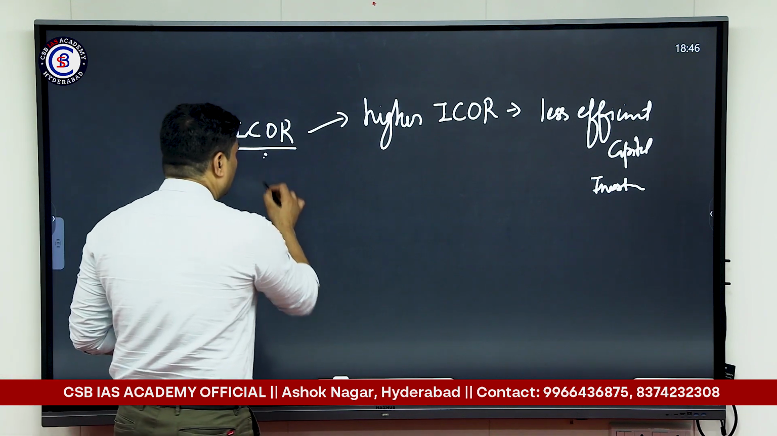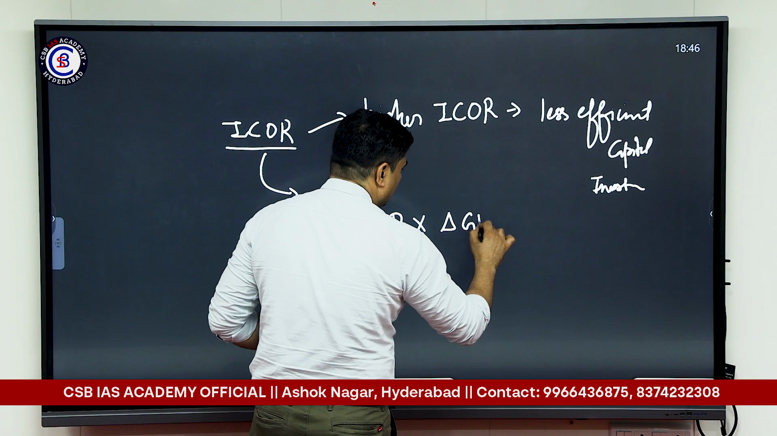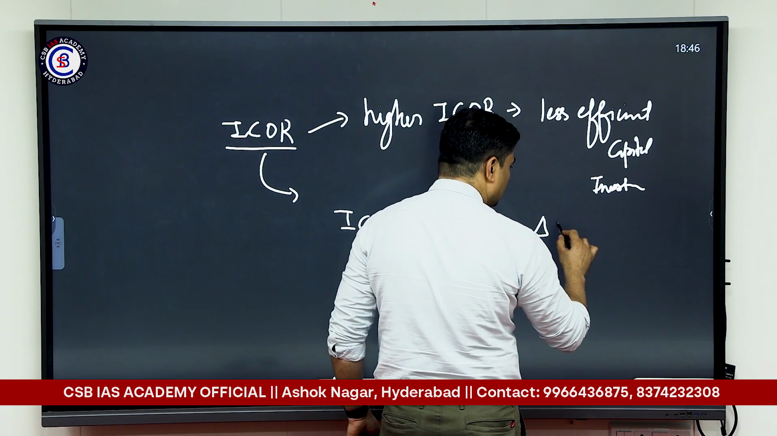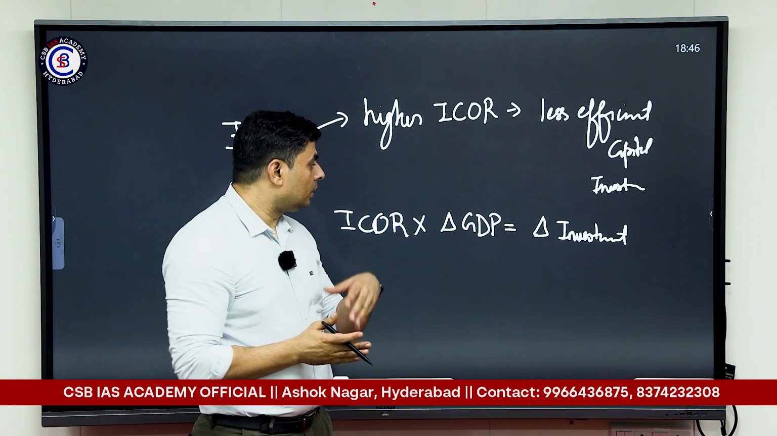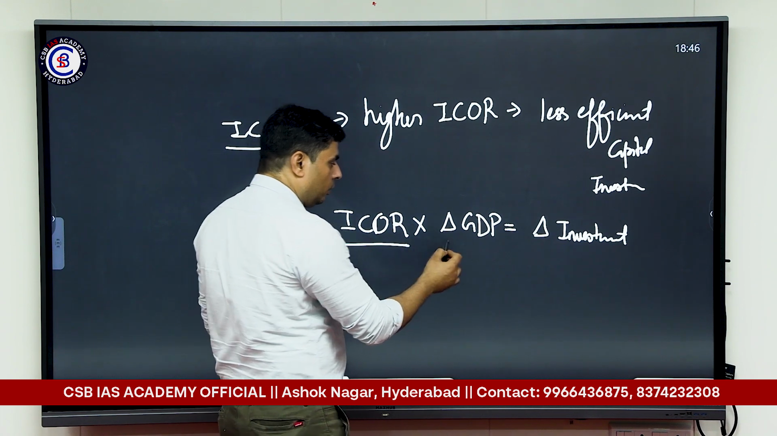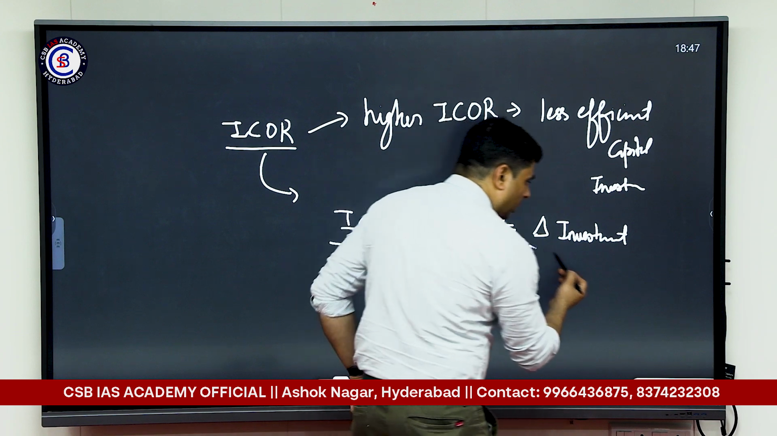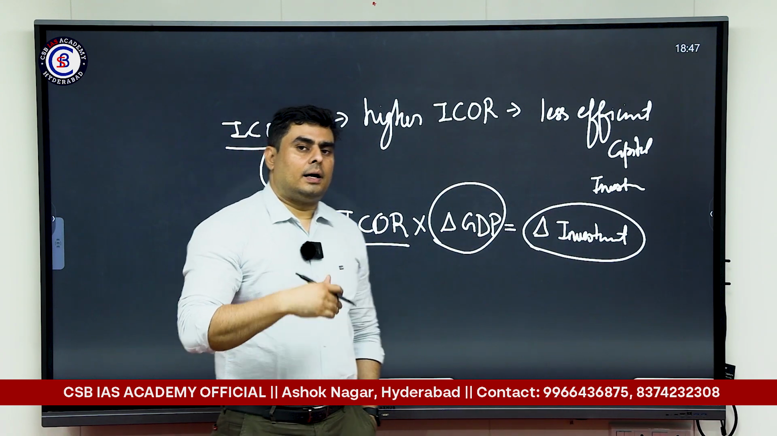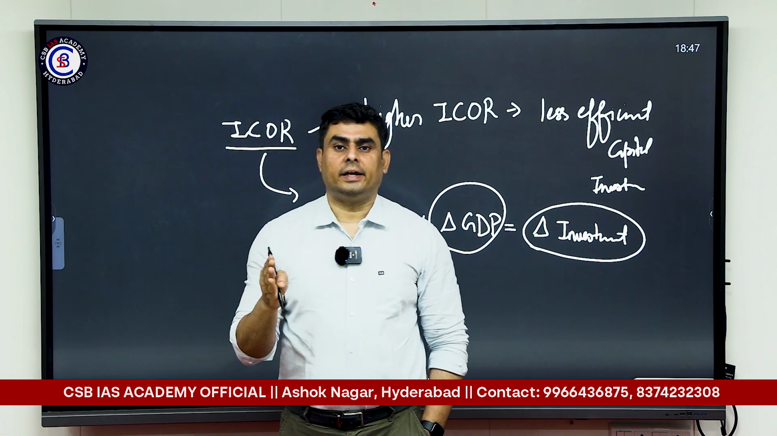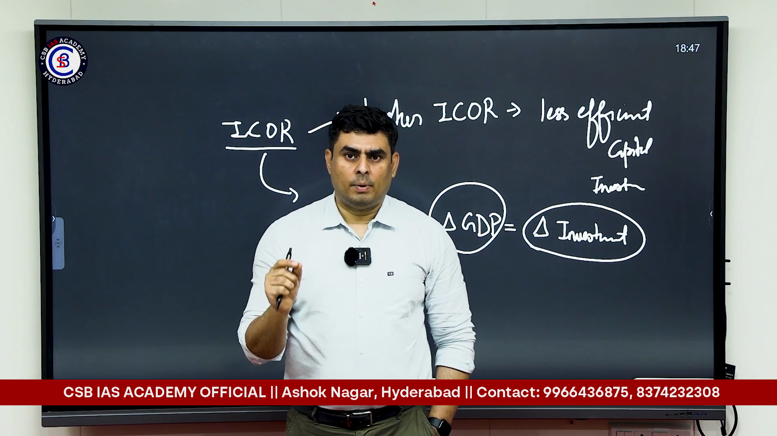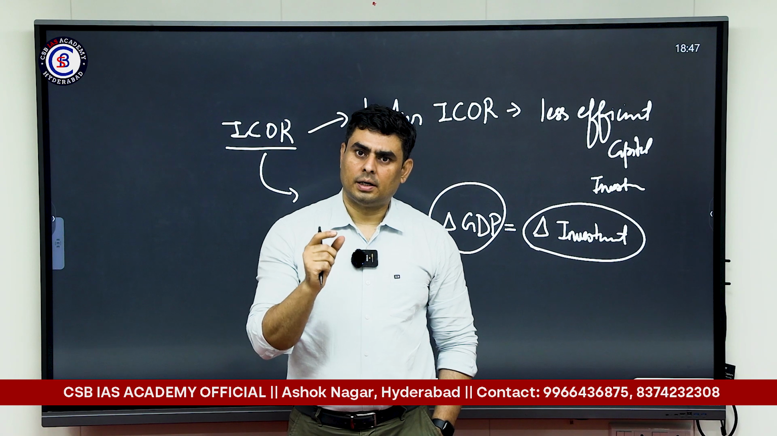Another thing: if ICOR is multiplied by change in GDP, we can find out how much change in investment is required to achieve the desirable GDP growth rate. So if we have the ICOR value and we know the present change in GDP, then we can calculate the required investment. In other words, with ICOR we can calculate how much change in investment is required to achieve the desirable GDP growth rate.